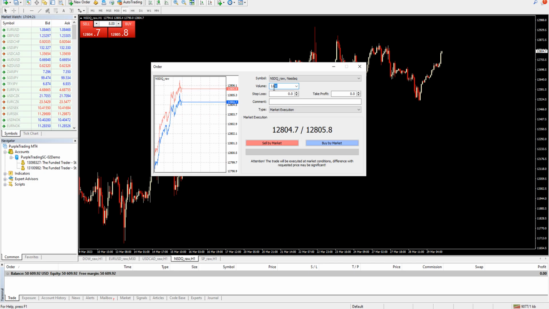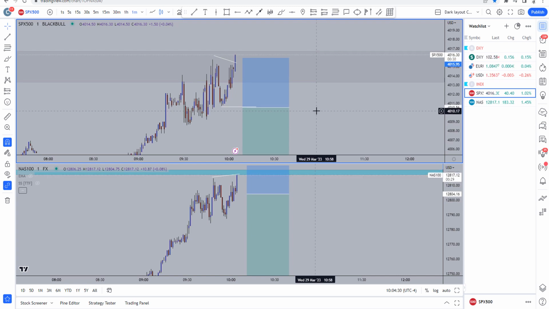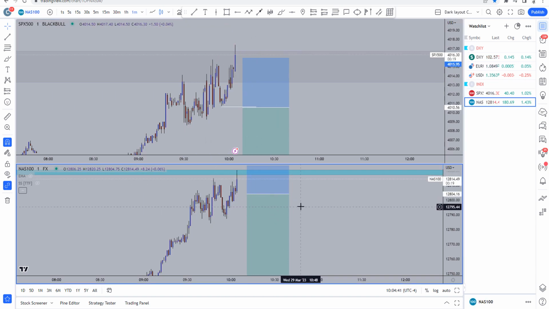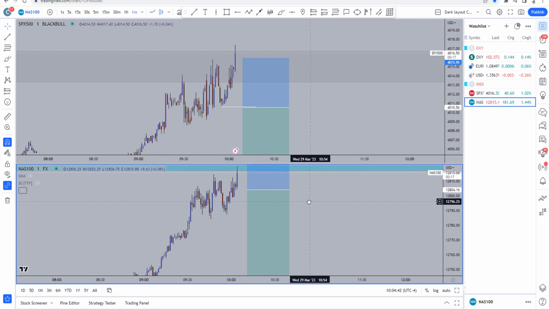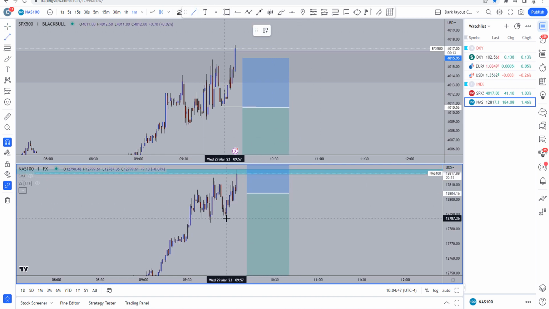We will calculate later on exactly how much it is that we will be risking according to the pips. Here we go, but we don't see divergence anymore. Still, we tapped into this area on NASDAQ as I was expecting.